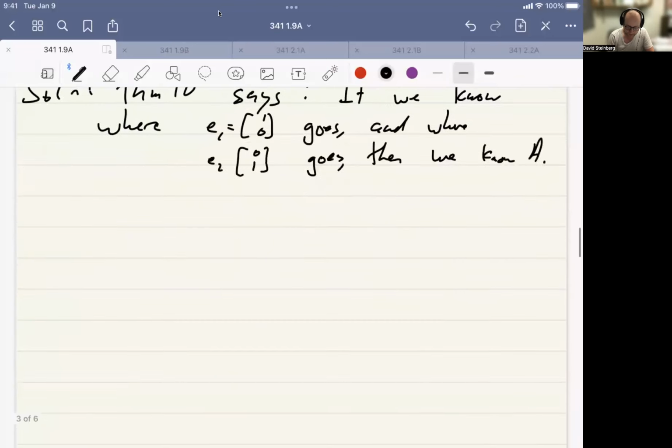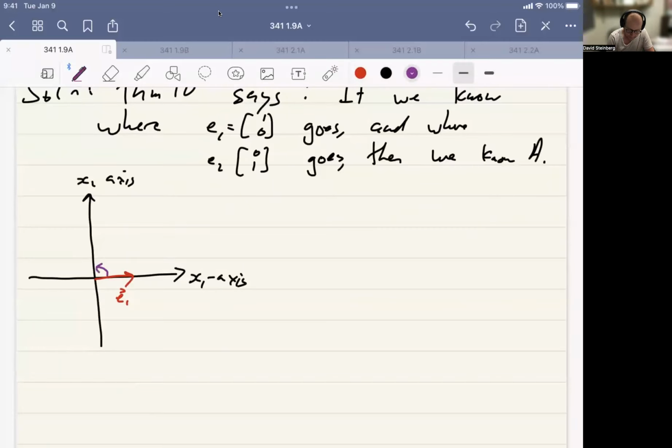Okay, so let's draw a little picture and see what's going on here. Here's our copy of R2. It's the X1 axis. There's our X2 axis. E1 is the vector like so. And if it's being rotated by 90 degrees, it gets mapped to, do a different color, it gets mapped to E2 actually. So we can see here that T of E1 is E2.